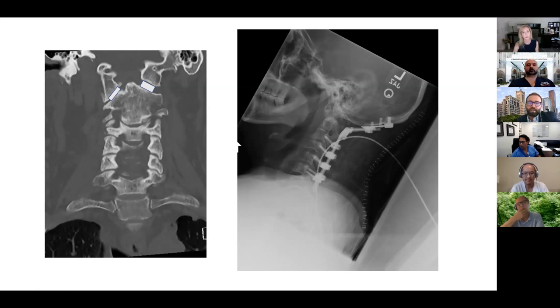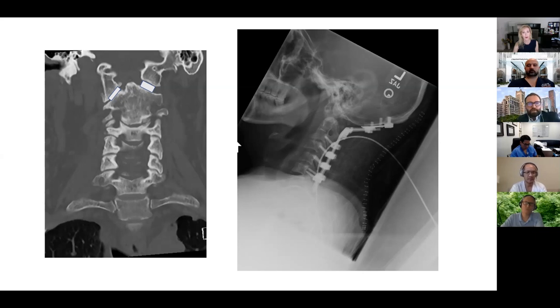If I don't do a decompression, I would use BMP. If I do a decompression, I'll usually use rib graft. Why is that? BMP can cause seroma formation, and if you have a suboccipital decompression, it may cause a compression at the level of the decompressed area. You can get hydrocephalus even from the significant seroma that BMP may cause, but you can avoid that with a drain as well, like a Hemovac drain. But if there's no decompression, I would use BMP. With a decompression, I would use rib graft.